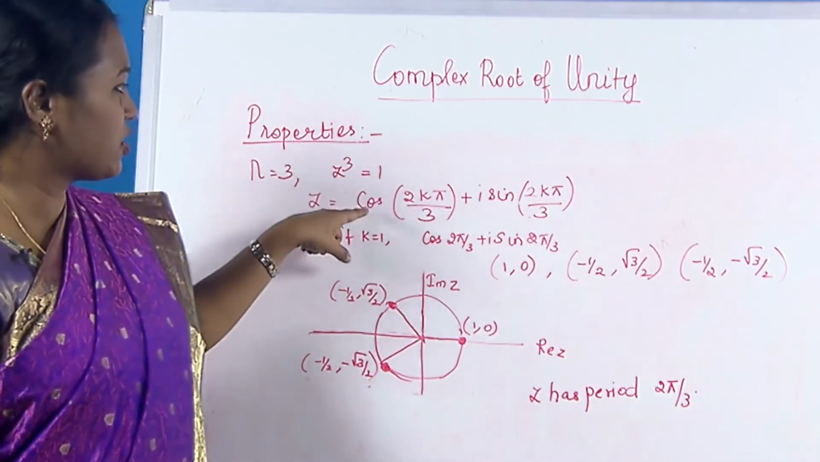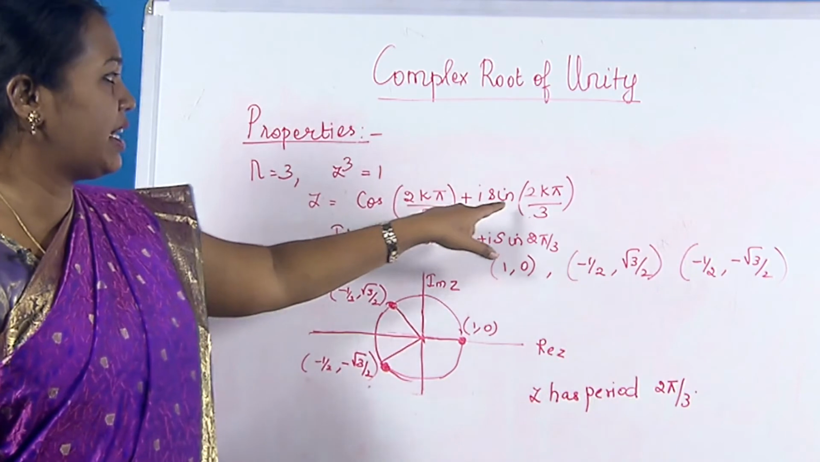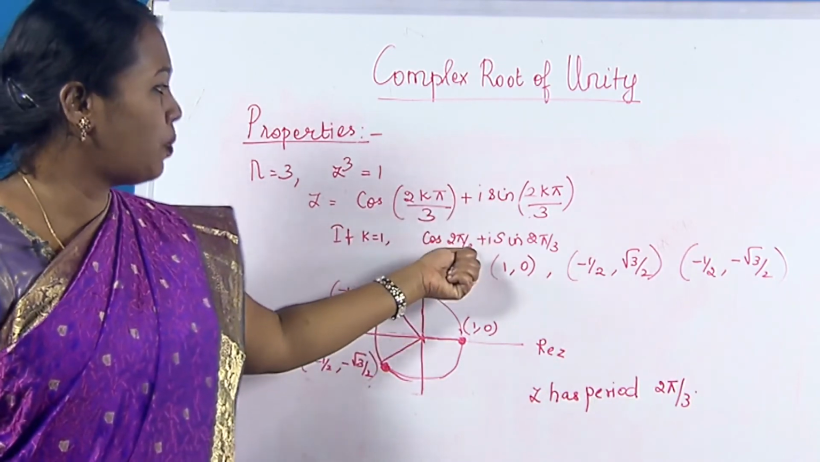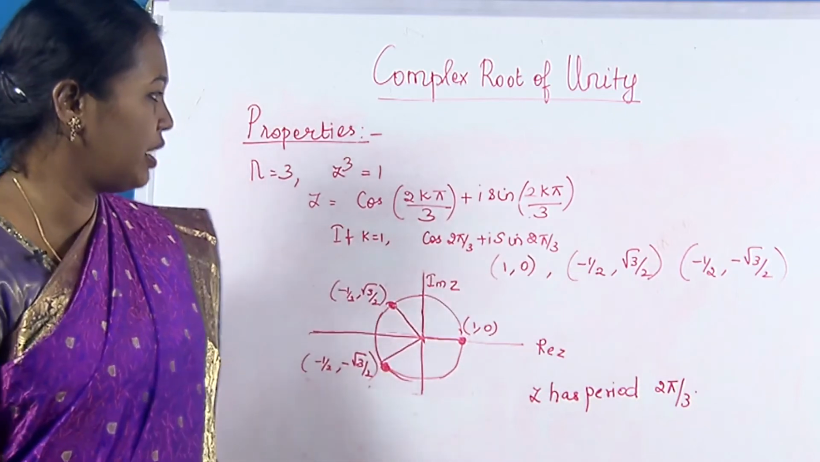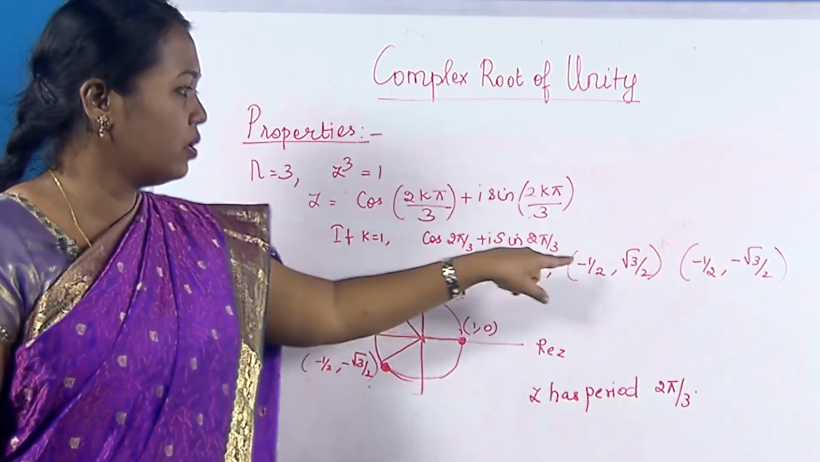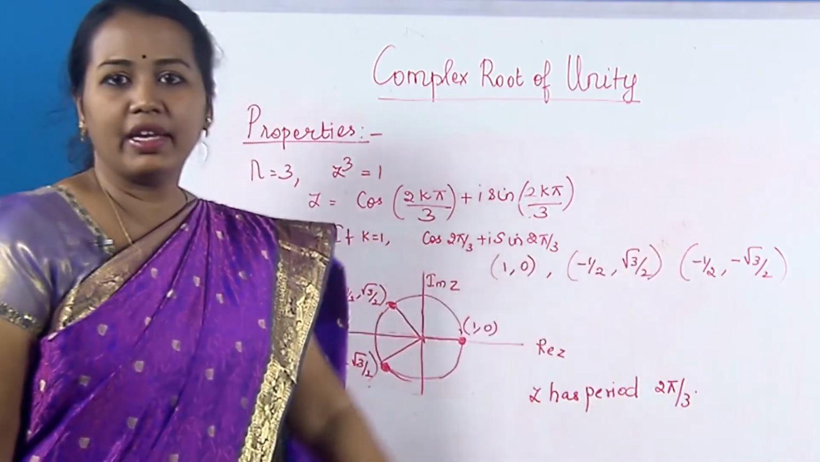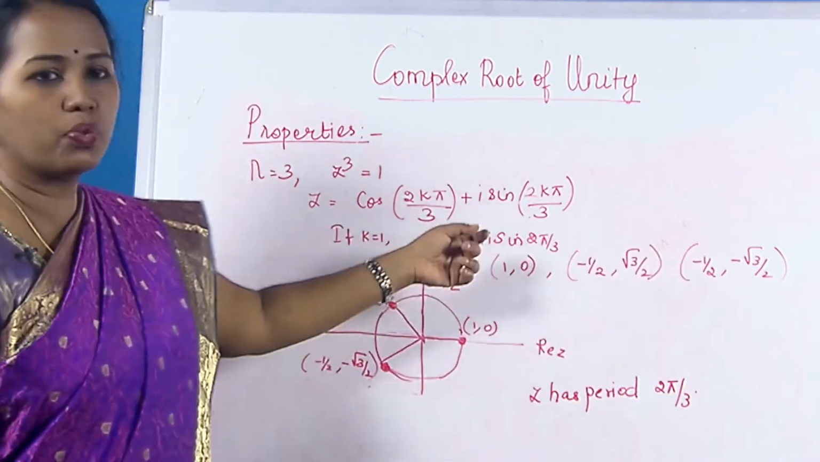Therefore, Z can be written as cos 2k pi by 3 plus i sin 2k pi by 3. Now, when k is equal to 1, it becomes cos 2 pi by 3 plus i sin 2 pi by 3. So, the roots are 1 comma 0, minus 1 by 2 comma root 3 by 2, and minus 1 by 2 comma minus root 3 by 2. So, cos 120 degrees.